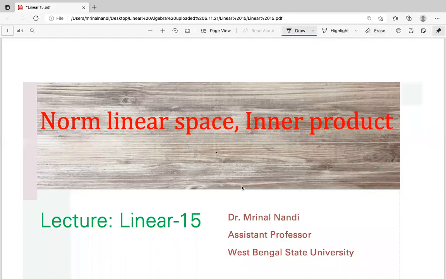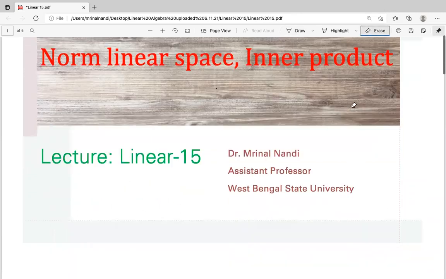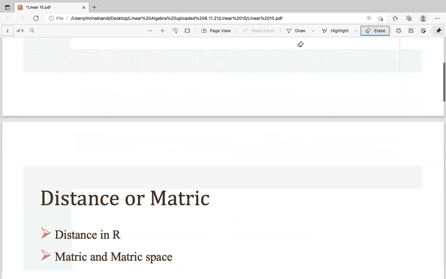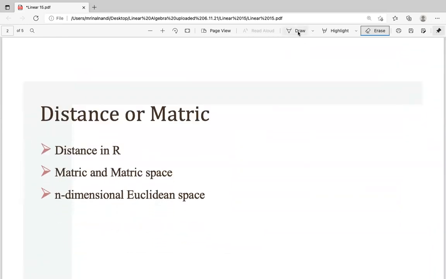So lecture number 15. Today's topic is interesting and a new light on the vector space. It's called non-linear space. Vector space is sometimes called linear space. It's a non-linear space and inner product space. So we'll see one by one what is inner product, what is norm, and what is the connection of this with topological space or geometry or in Rn, Euclidean space.